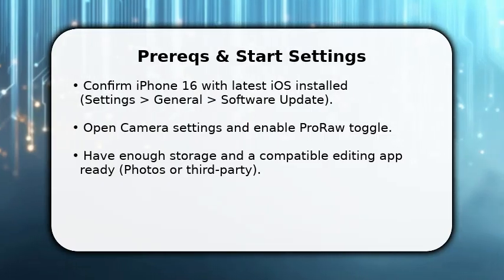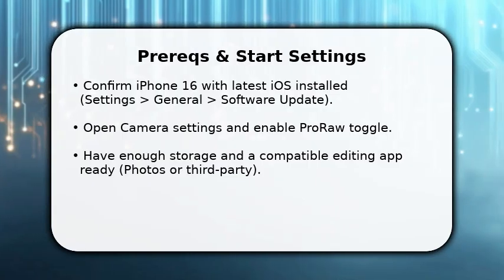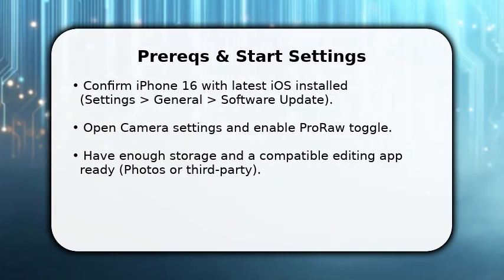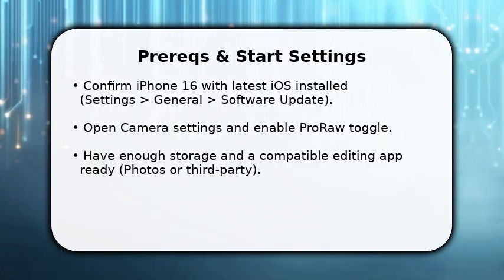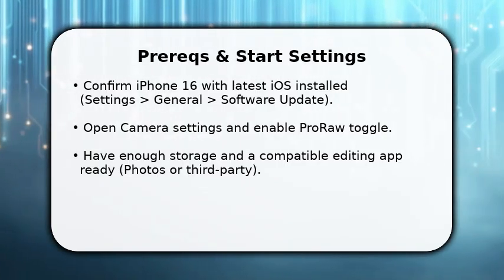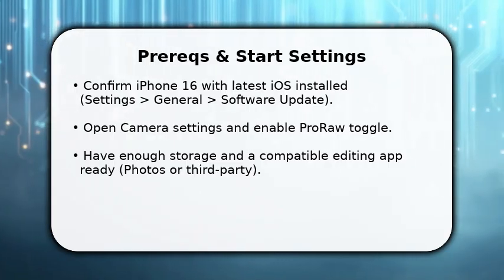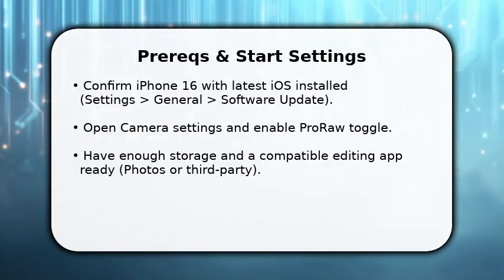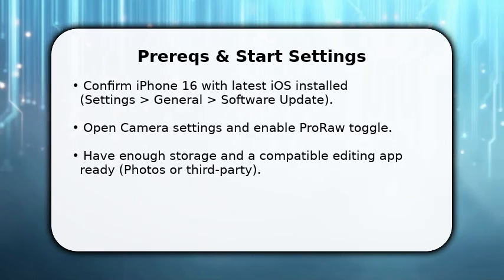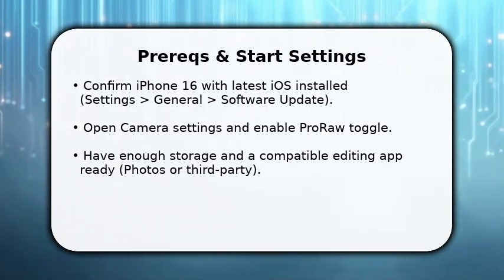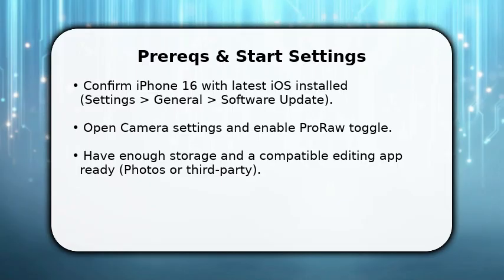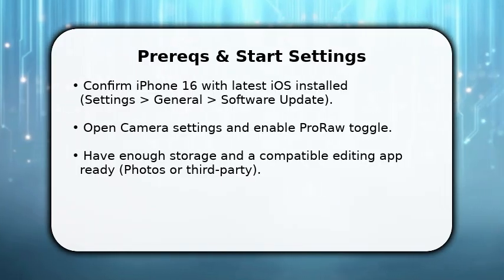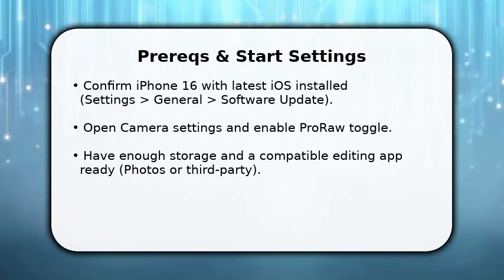You'll start by confirming prerequisites. Make sure your iPhone 16 is updated and you have adequate storage. Once done, open Settings, scroll to Camera, and tap Formats to pick Apple ProRAW if available. Make sure the ProRAW toggle in Camera Settings is enabled so the camera app shows the option. You do this now because ProRAW requires system support and sufficient space. Enabling it here makes the camera app present the file type controls when you shoot.